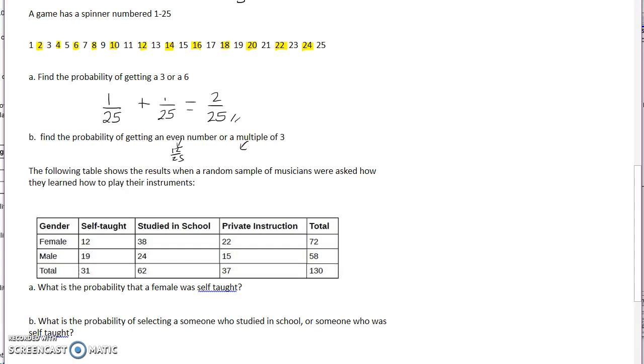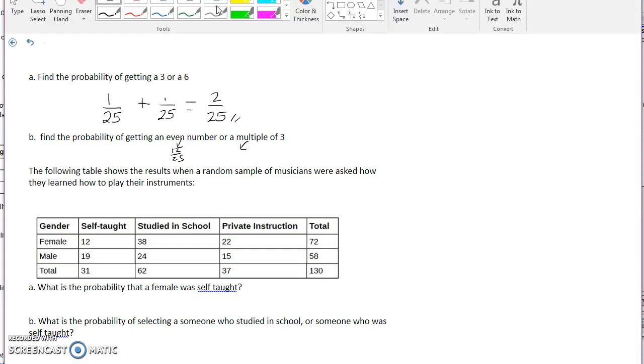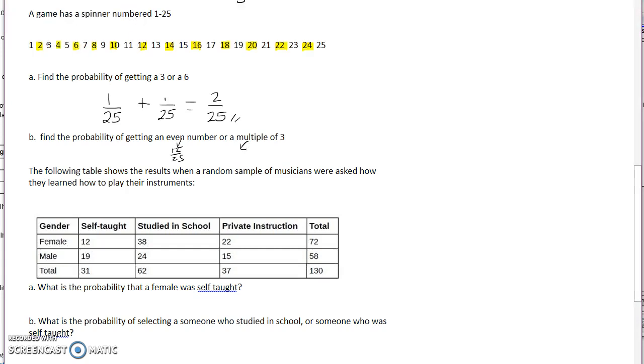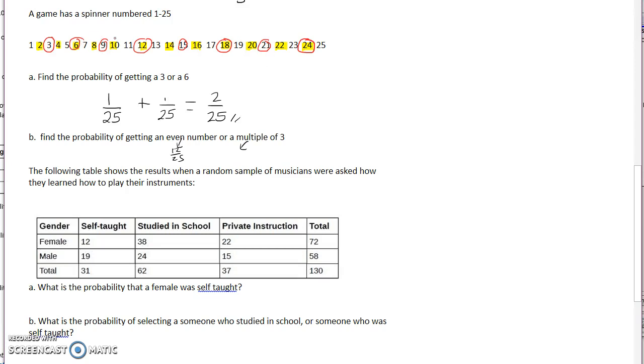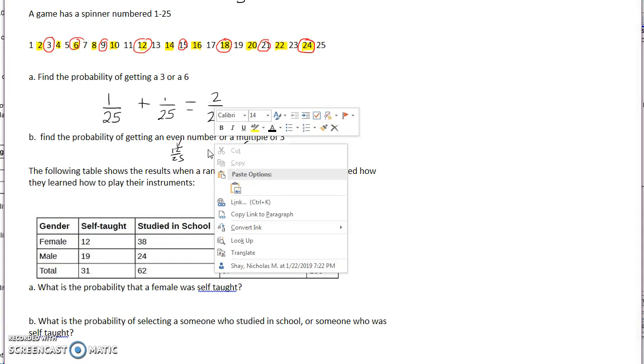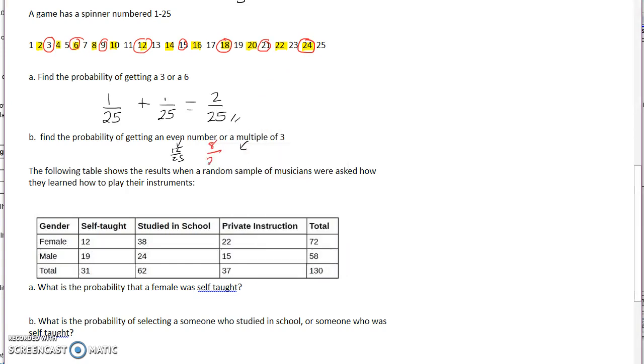Let's find the probability of getting a multiple of 3. I'm going to use a red pen and I'm going to circle that. So let's circle our multiples of 3: 3, 6, 9, 12, 15, 18, 21, 24. All right, so how many of those were there? Well, we can go through and count. There were 1, 2, 3, 4, 5, 6, 7, 8 of those. So the probability of getting a multiple of 3 is 8 out of 25.